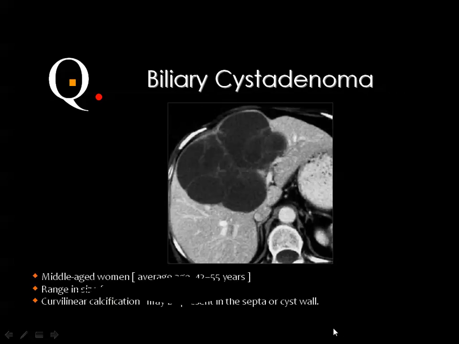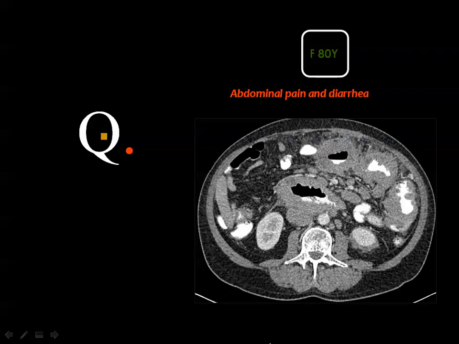Biliary cystadenoma. This is a contrast enhanced CT showing a big cystic lesion in the liver with internal septations suggestive of biliary cystadenoma.